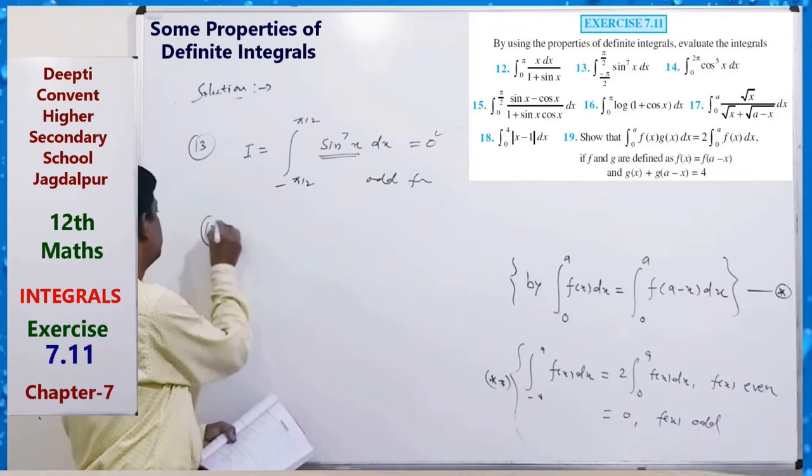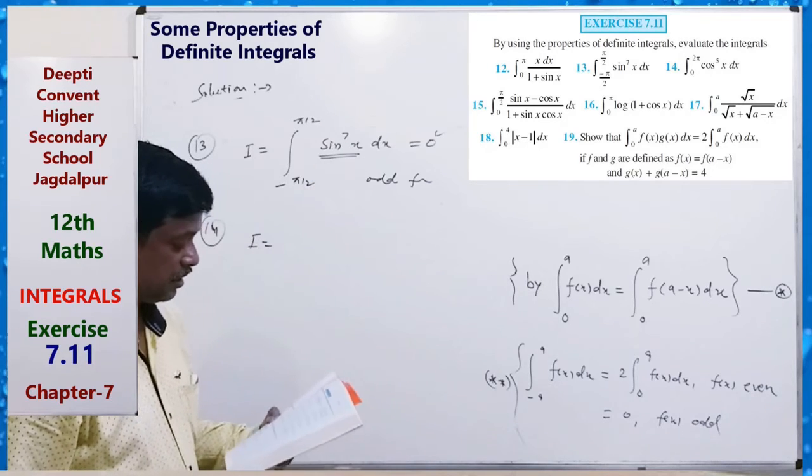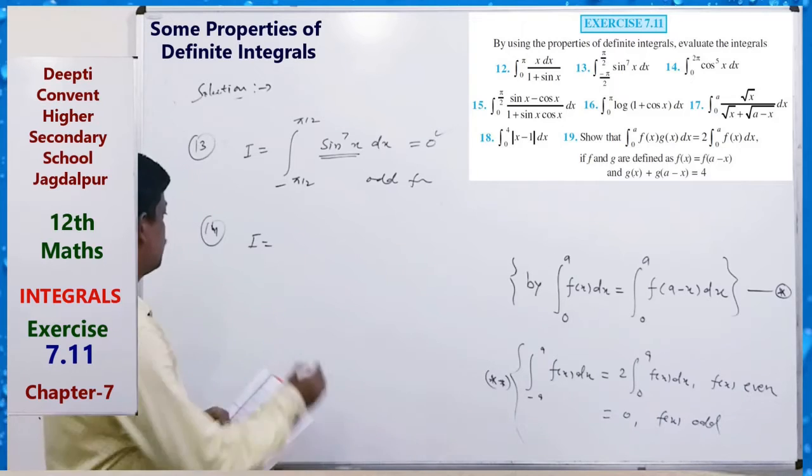Now question 14. You see, question 14: I equals the integral from 0 to 2 pi of cos to the power 5 x.